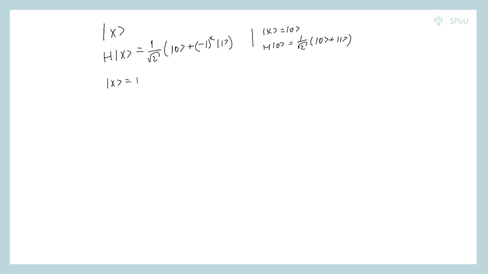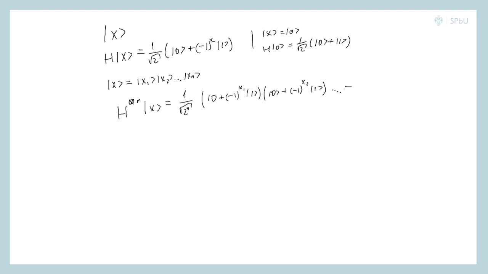So in the case of the n-qubit Hadamard transform, now we assume that x is the tensor product of n qubit states x1, x2, etc., xn, and the Hadamard transform of the n-qubit state could be written as 1 over the square root of 2 to the power of n, (state |0⟩ plus minus 1 to the power of x1, state |1⟩) multiplied by (|0⟩ plus minus 1 to the power of x2, the state |1⟩), and so on.